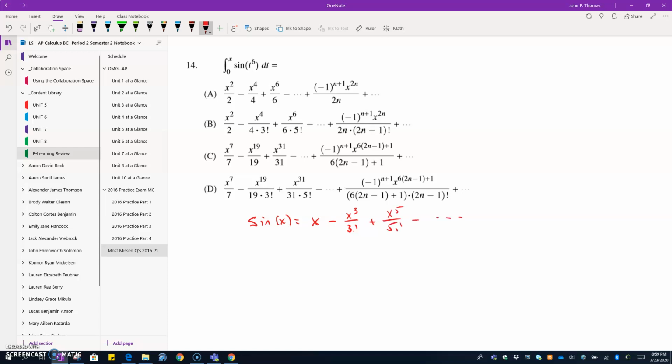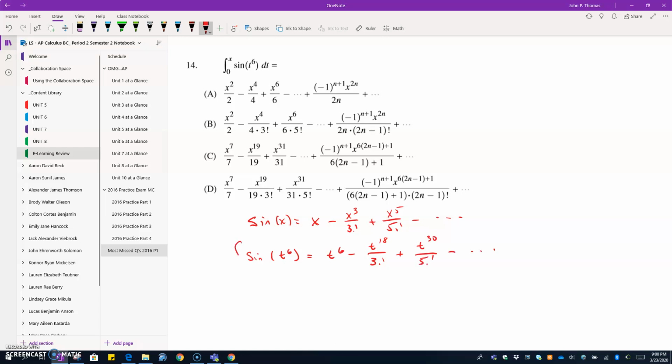All right, that means that if I go to sine of t to the sixth, that's going to equal t to the sixth minus t to the 6 times 3, or 18, over 3 factorial, plus t to the 6 times 5, which is 30, over 5 factorial, and so on.